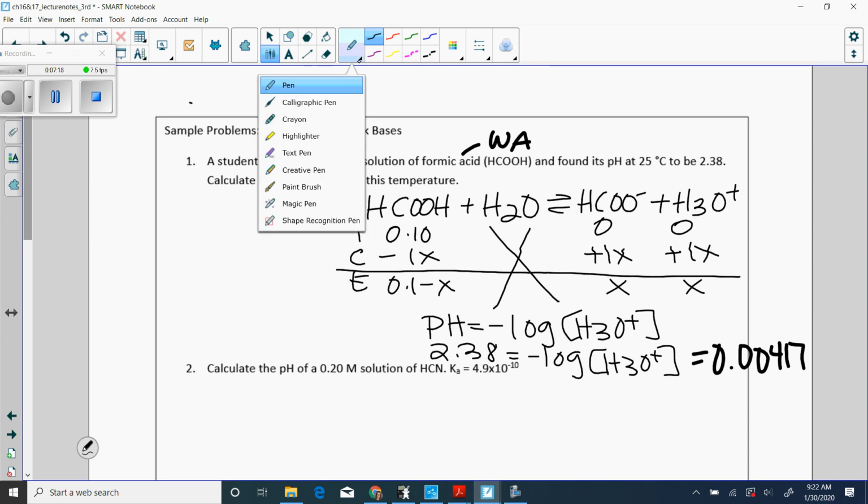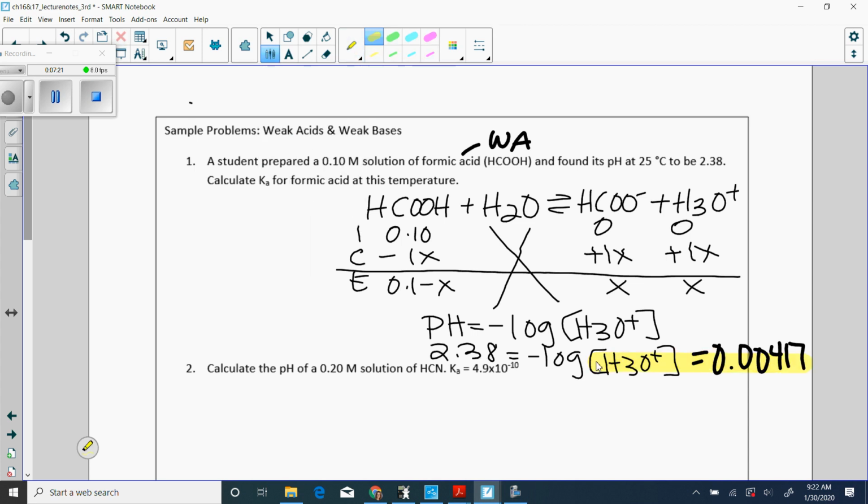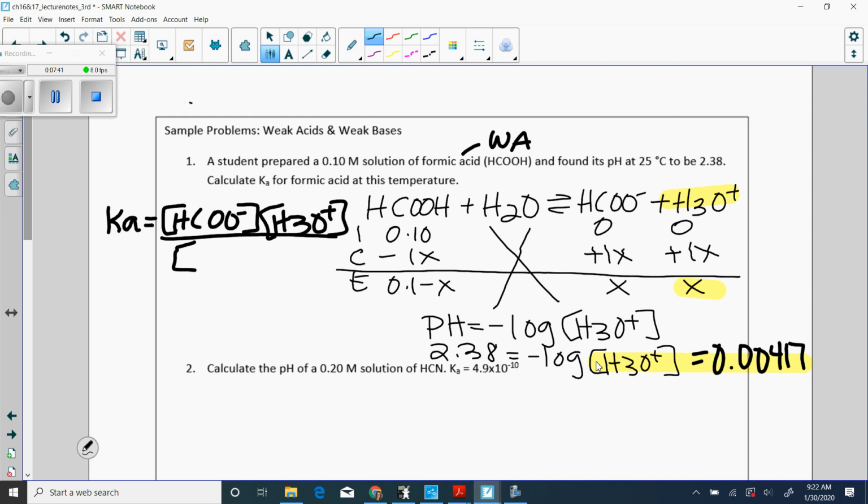This is how we're going to get our x. This is this, right? So now we know our x. The question is asking us to solve for Ka. Ka equals our products over our reactants, and our coefficients become our exponents. Pure solids and pure liquids do not go in, so it doesn't have water. So it's going to be x times x over 0.1 minus x.